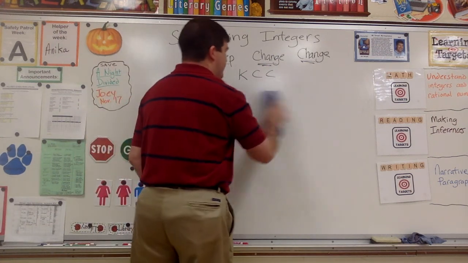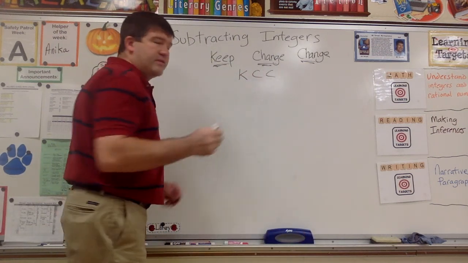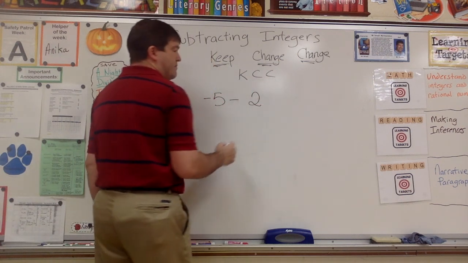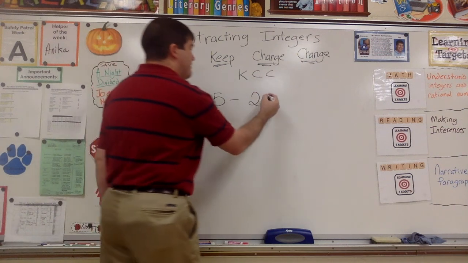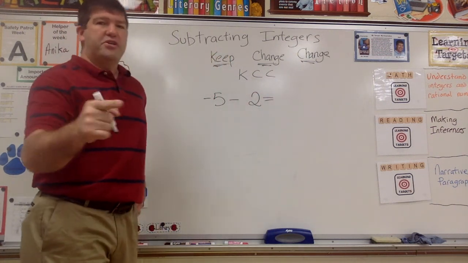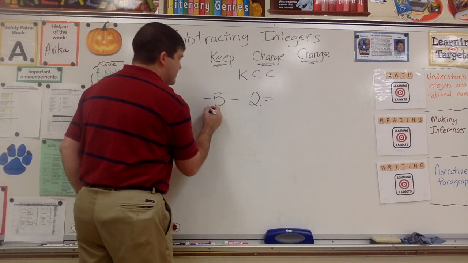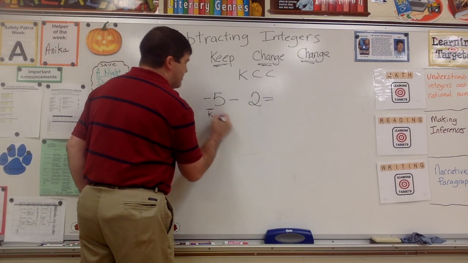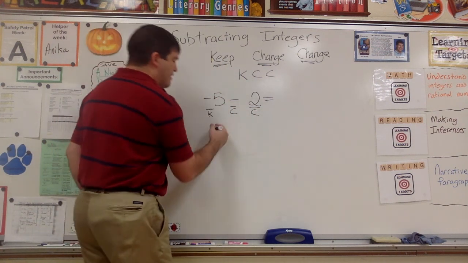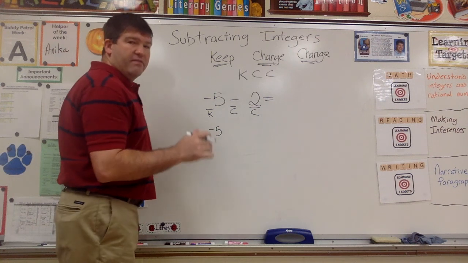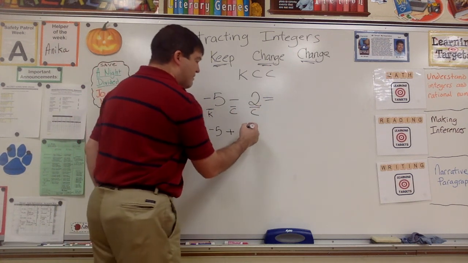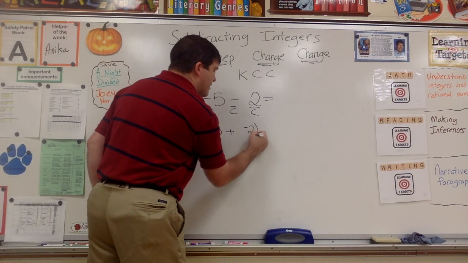This time, let's have the negative number be first. So let's do a negative 5 minus a 2, and see what that gets me. Now, remember the keep, change, change. So I keep this, keep that just like it is. I'm going to change that, and I'm going to change that. So this is negative 5. I'm going to keep that, negative 5. This minus is going to go to a plus, and I'm going to change this to a negative 2.